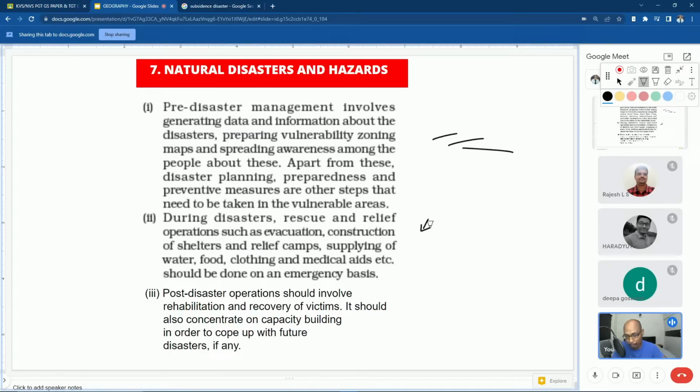on a faster pace. Then post-disaster operation should involve rehabilitation and recovery of victims. It should also concentrate on capacity building in order to cope with future disasters if any. So they should plan for the future impending disasters also. So disaster management has 3 steps. One is pre-disaster management, during disaster management, and post-disaster management.